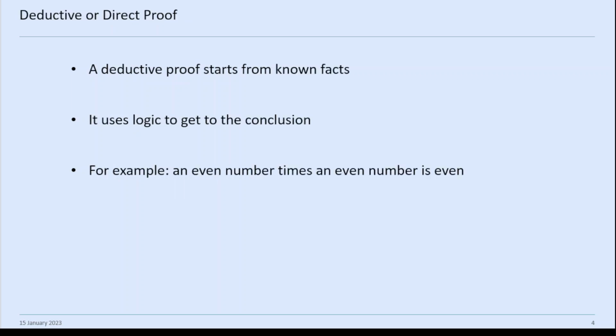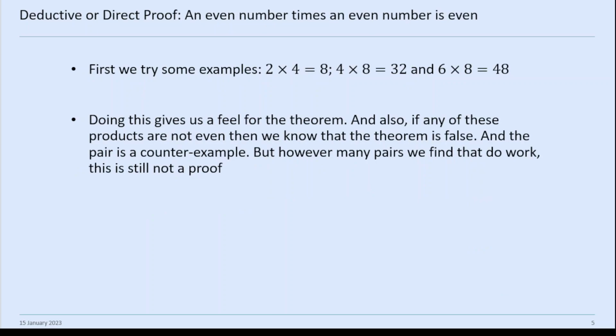A deductive proof starts from known facts, things that we already know to be true. It then uses logic to get to the conclusion. For example, what we're going to look at is to prove that an even number times an even number is even. So let's look at this.